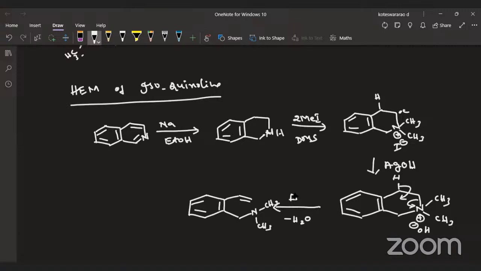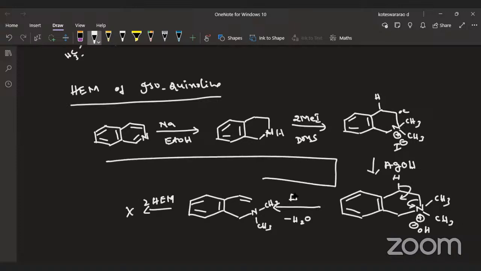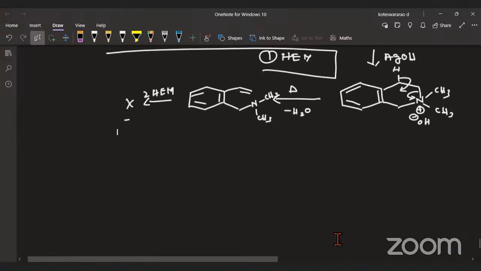Again, this is the tertiary amine. A tertiary amine is generated, but further HEM is not possible. Only one HEM is possible; the second HEM is not possible in this case. Up to this point is the first HEM. From here onwards, the second HEM is not possible. Therefore, isoquinoline gives only one HEM degradation.